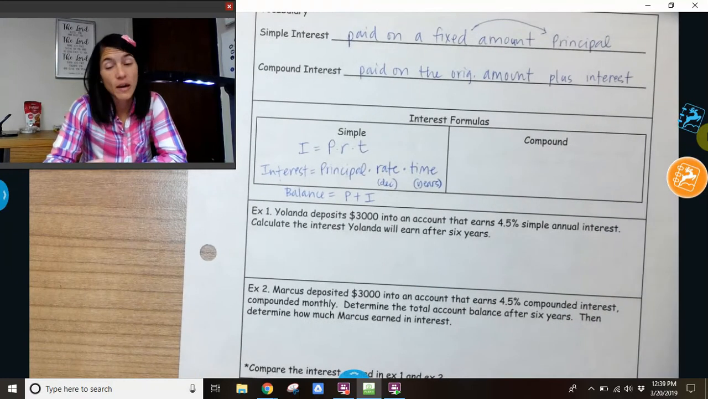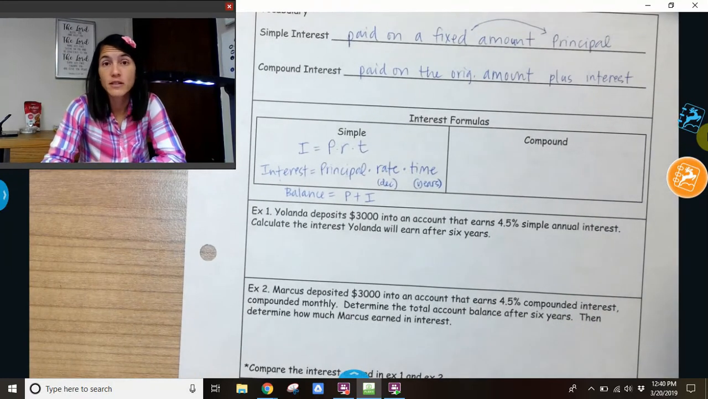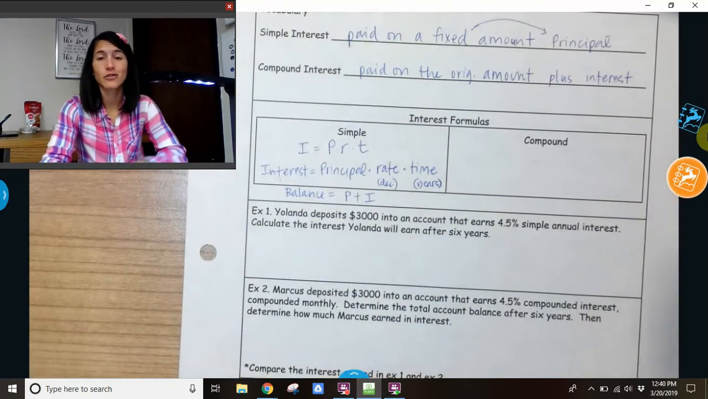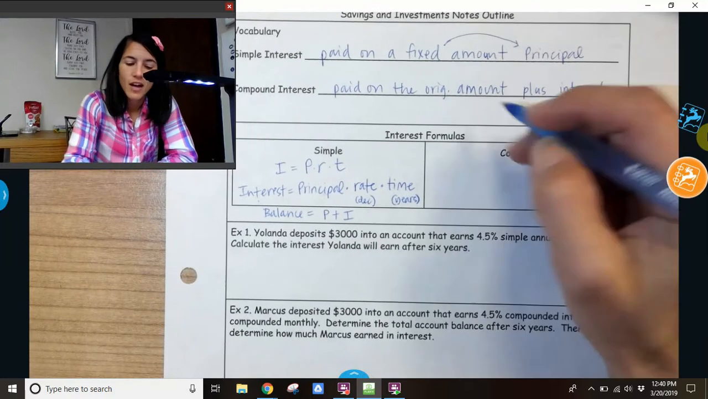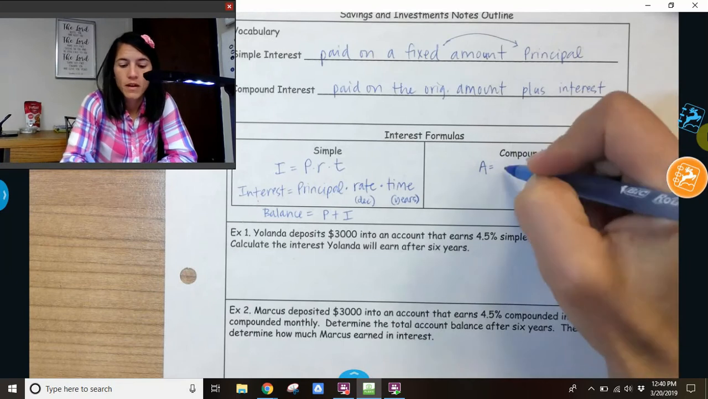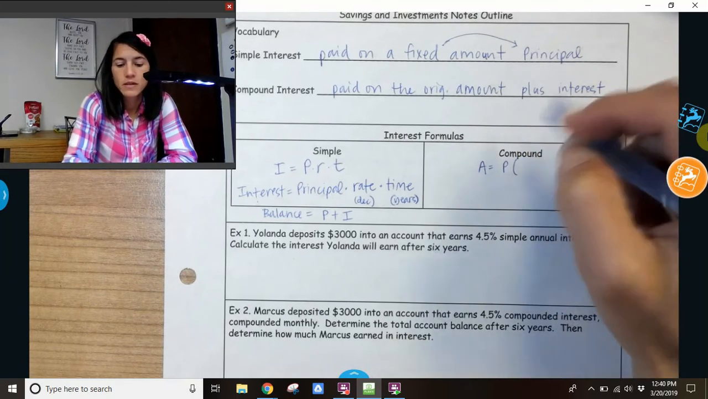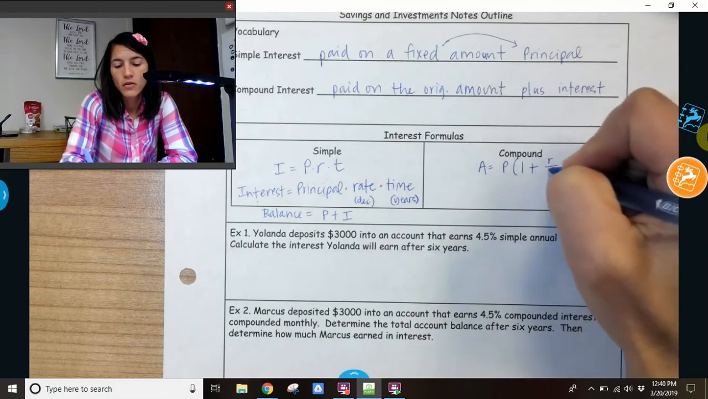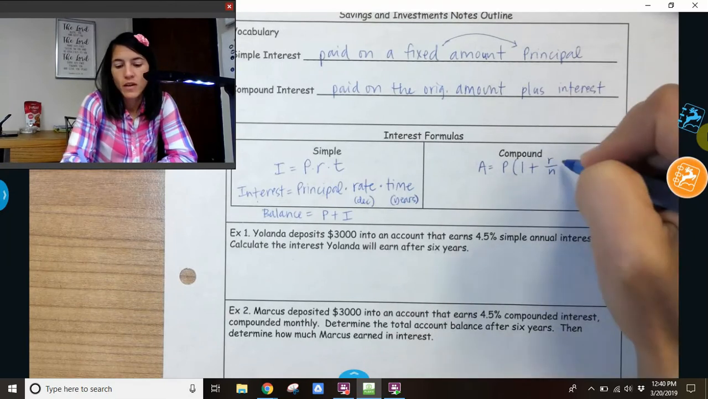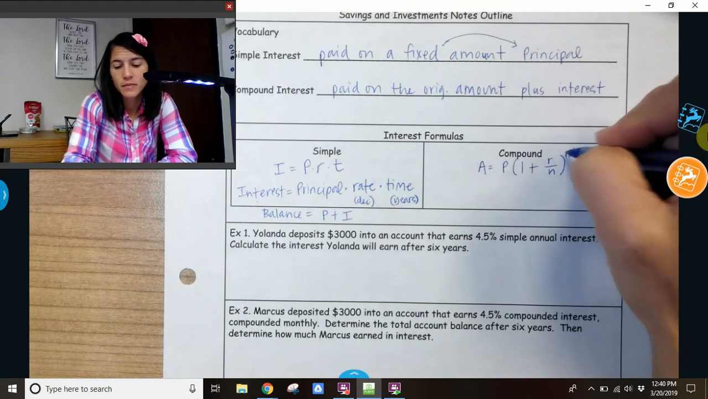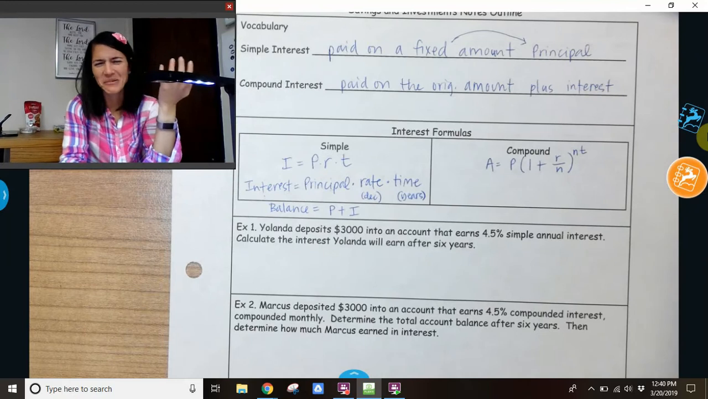Okay? Now, compound, don't get scared. The compound interest formula is a little bit tricky, but I will walk you through it, and I'm even going to show you on the calculator how to do that, because you're going to need to use your calculator. So compound interest starts like this: A equals P times (1 plus R over N), close parentheses, raised to the power NT. I know. You're like, what?